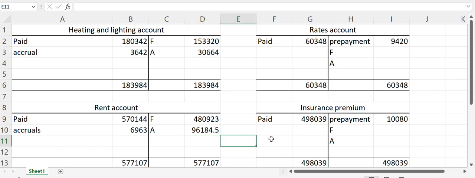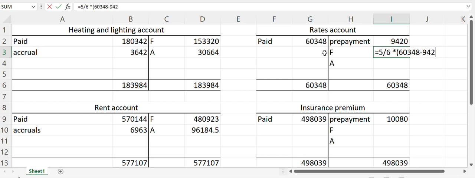So we proceed. For these other accounts, we need to calculate the balancing figure. So the balancing figure here is 63. Okay, we can do this. 5/6, we're supposed to multiply that by open bracket, it is 6348 minus 9420.